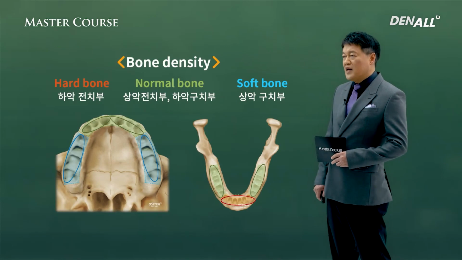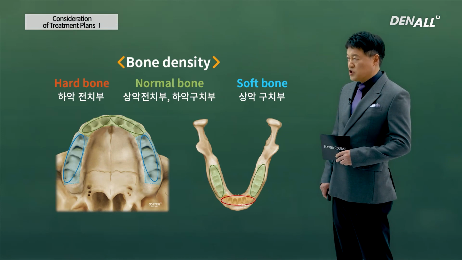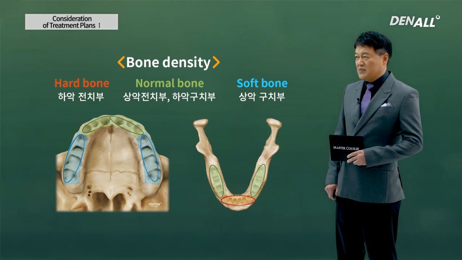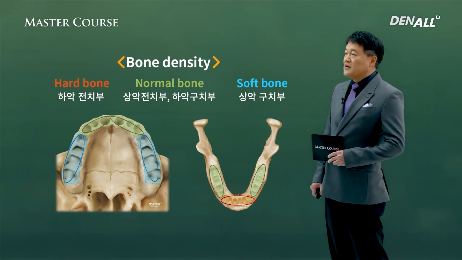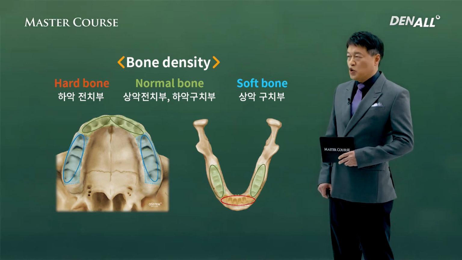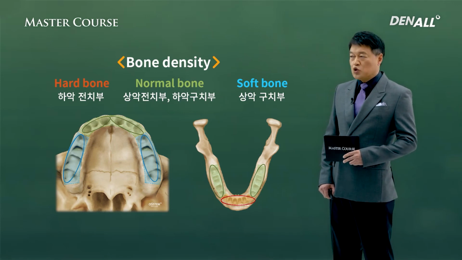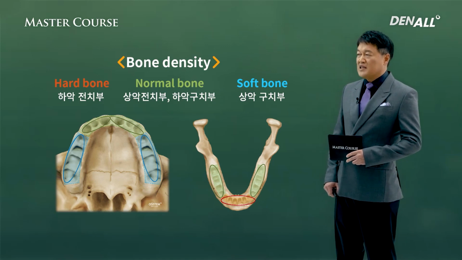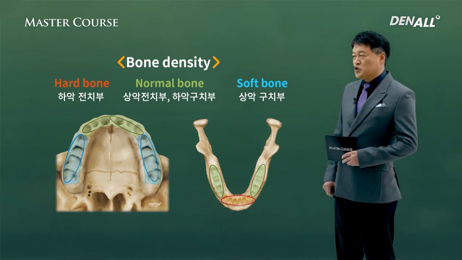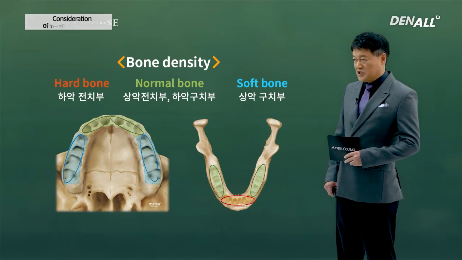In general, hard bone is observed a lot in the anterior area, normal in upper and lower anterior as well as lower posterior region, and soft bone in upper posterior region. Accordingly, with bone density, we need to try to get initial stability. In general, the recommended initial stability is between 20 and 46 Newton. Depending on the state of bone, we have to adjust a final drill, and we need to do our best to get the optimum result.